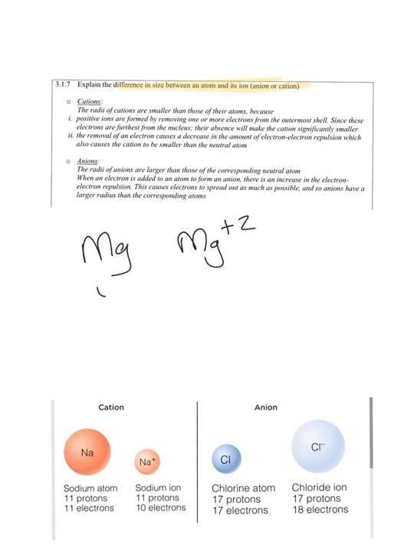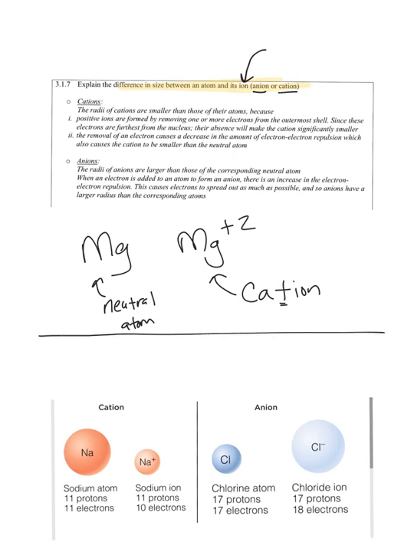The one without the charge is called a neutral atom. Once it has a positive charge, we call it a cation. The plus sign here will help you remember that it's a cation. When it says ion here, it's referring to a cation or an anion. A cation is a positively charged ion. Now what about an anion? Let's look at an anion.